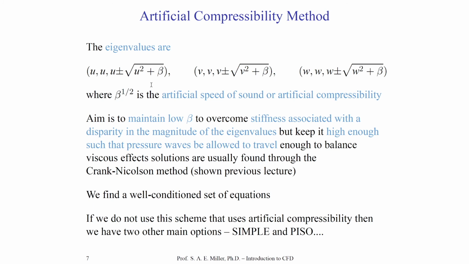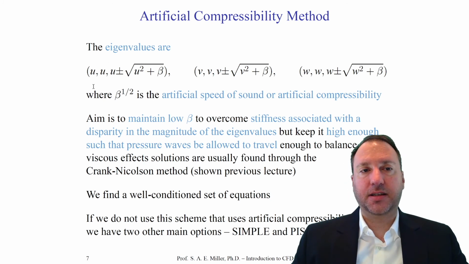Here, recall beta is now viewed as an artificial speed of sound or artificial compressibility. Of course, if beta goes to 0, then we return and find the original form for the incompressible equations, the original eigenvalues. This can be interpreted very physically in that you can view that the disturbances in the flow are traveling at a velocity u, a velocity u plus c, and a velocity of u minus c.